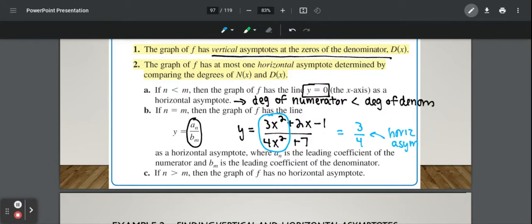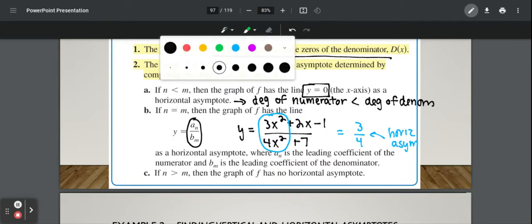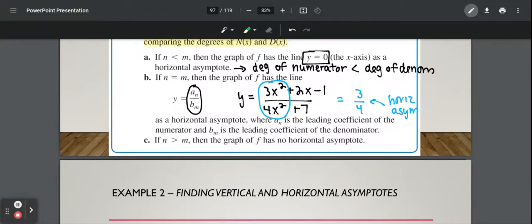And then the last one is that if the numerator has a higher degree, then there is no horizontal asymptote.